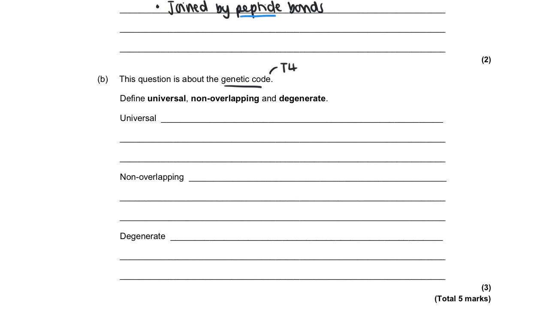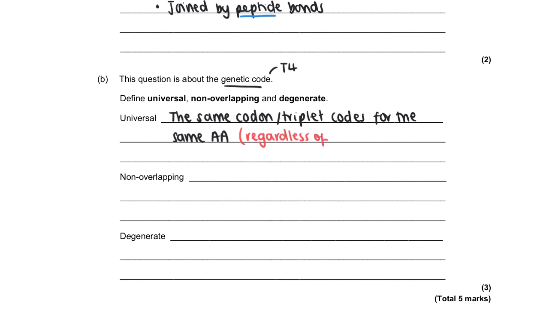So here, in terms of the universality of the genetic code, you needed to make sure that you've said the same codon, okay, or you could have said triplet, codes for the same amino acid. And then lots of you, which was really, really great to see in your answers, put something like regardless of the species or regardless of the organisms.